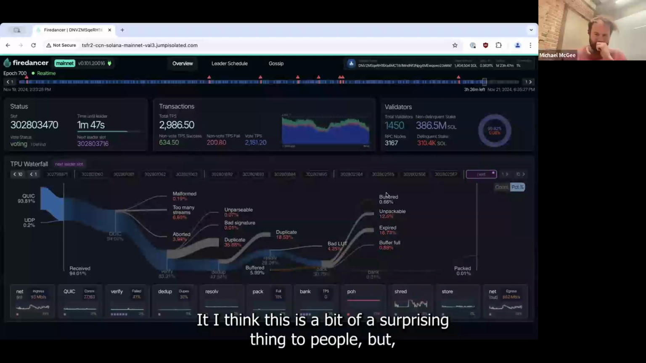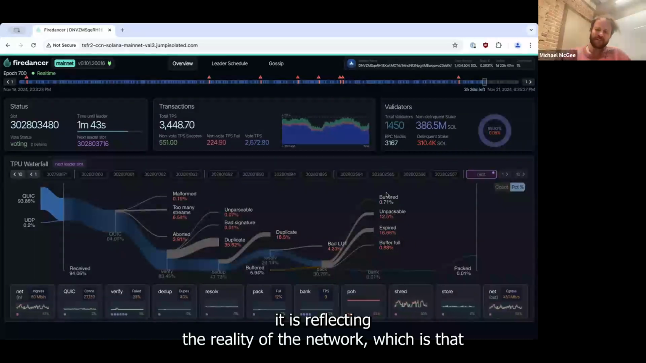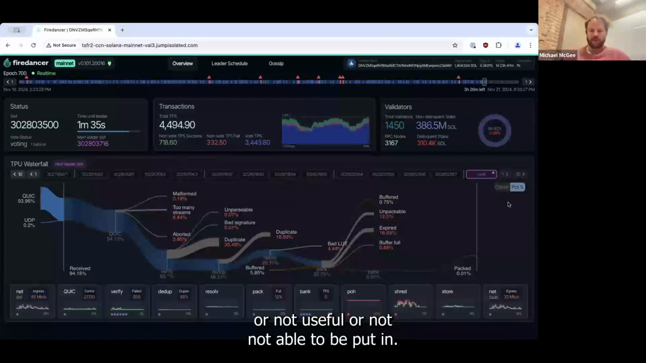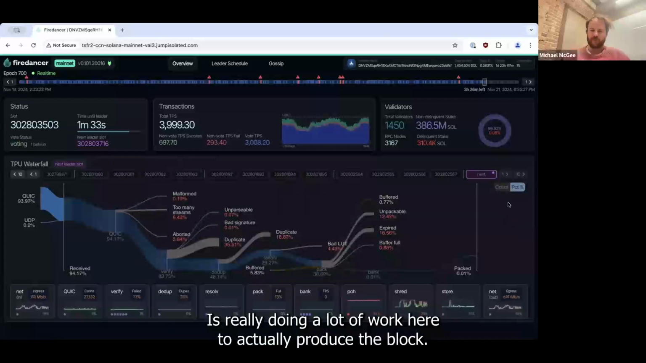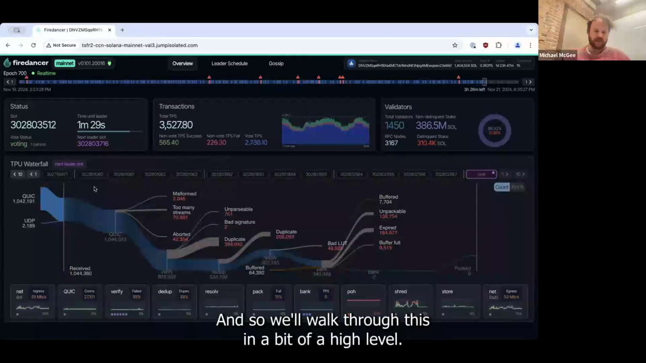I think this is a bit of a surprising thing to people, but it is reflecting the reality of the network, which is that a lot of transactions that are received by the validator are duplicates or not useful or not able to be put in. So the validator is really doing a lot of work here to actually produce a block. And so we'll walk through this at a bit of a high level.